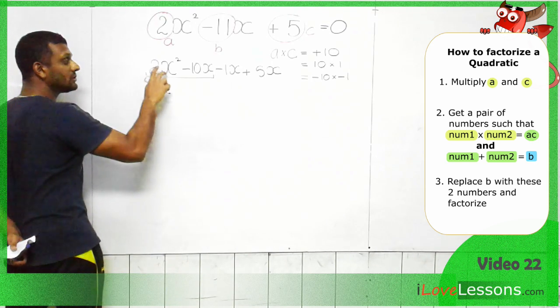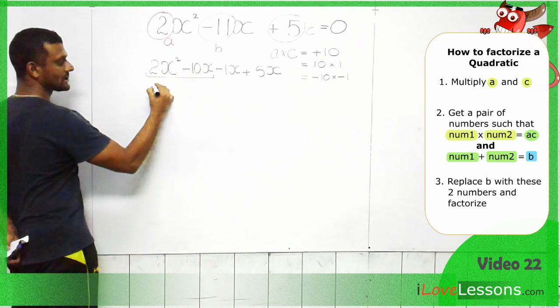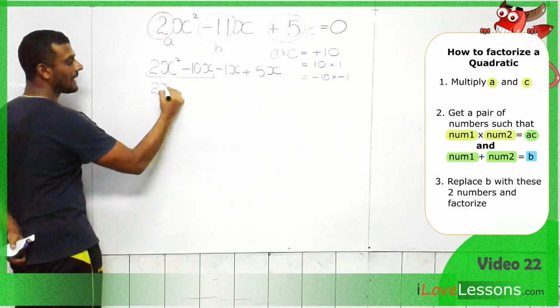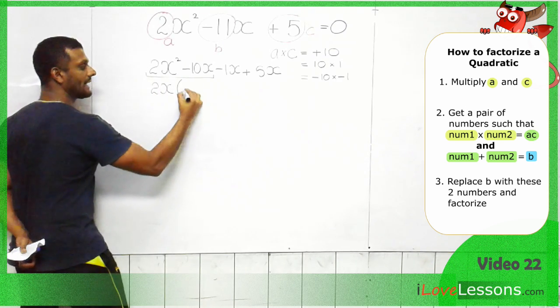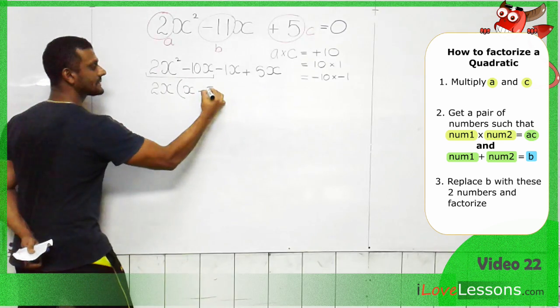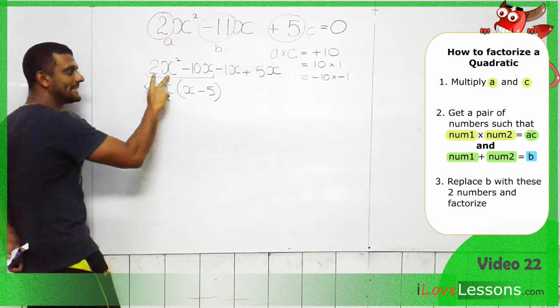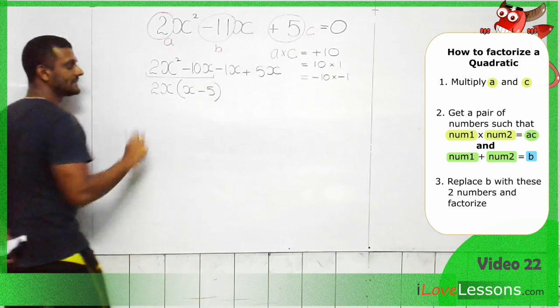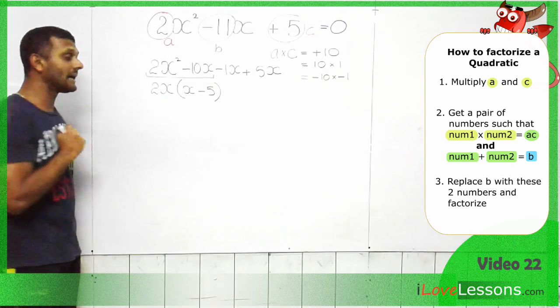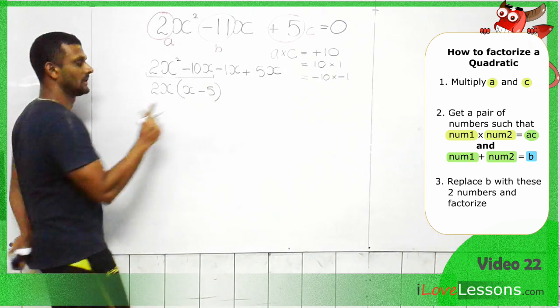We can pull out 2 on an x and a 2 on an x. So if we pull out 2x, we would get x minus 5. Remember, when we're pulling out 2x, we're secretly visiting both items and dividing them by 2x.